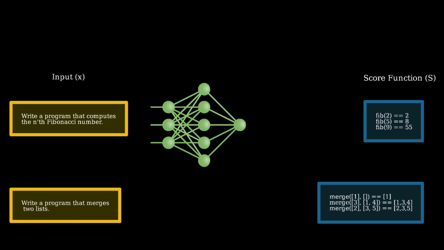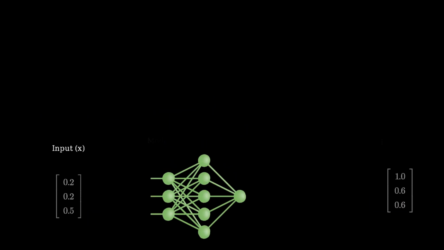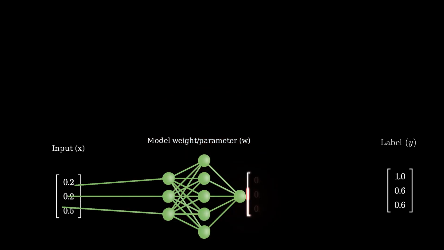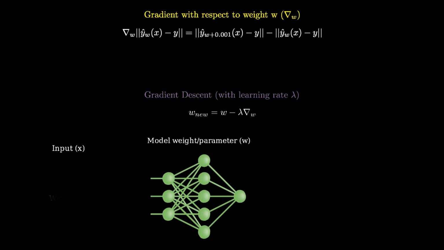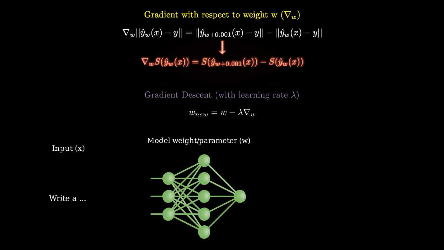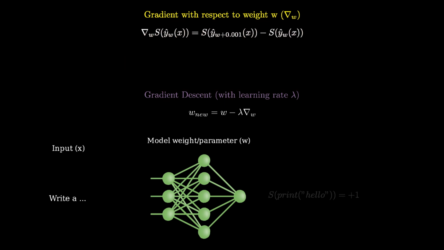So how do we train the model in this case? Well, usually when we train a model with labels, we just compute the gradient of the distance between the model's output and the label, with respect to the model weights. Which tells us if we make a small change to a weight, will that bring the model's output closer or further to the label? And we can use this to update the model's weights with gradient descent. So we should be able to do the same thing here. We just need to compute the gradient of this score function, and that will tell us how to update the model. Except that the score function isn't differentiable.